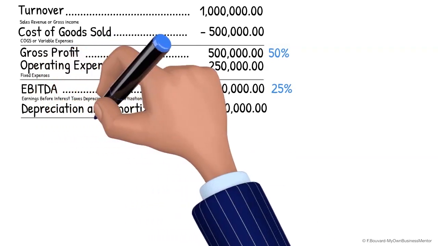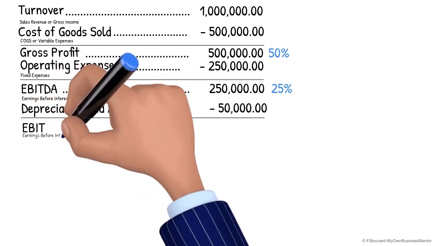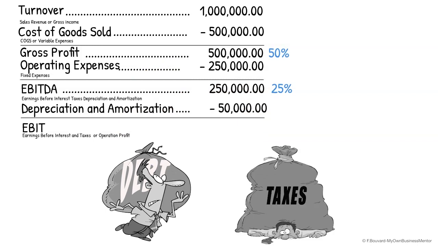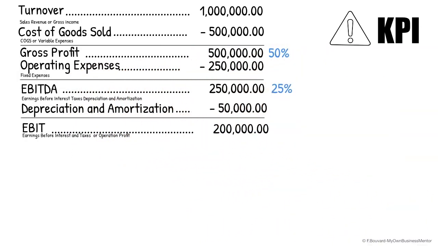After considering depreciation and amortization, we arrive at EBIT, which stands for earnings before interest and taxes, also known as operating profit. This figure highlights the profitability from the company's core business operations, before the impact of financial structure and tax policies. It's another important KPI. In our case, the EBIT is of $200,000, which represents 20% of the turnover.